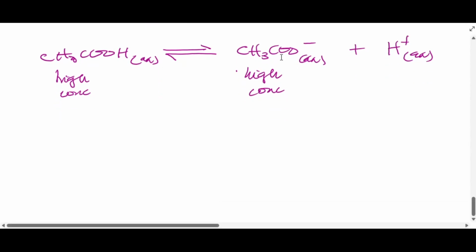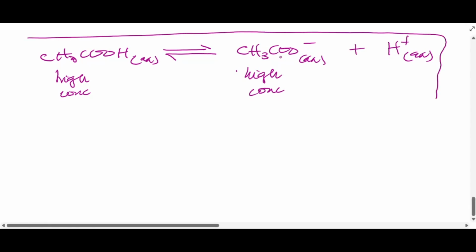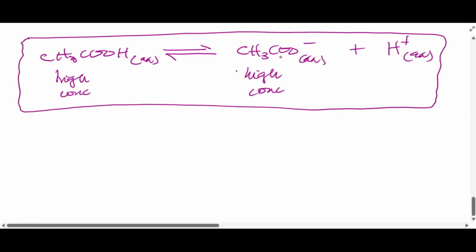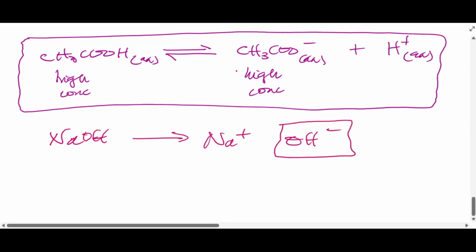Now, if we add an alkaline solution to this buffer solution, remember, an alkaline solution will introduce OH minus. For example, when we add sodium hydroxide solution, it will dissociate into sodium ion and hydroxide ion. So it means when we add sodium hydroxide, we are introducing an alkaline solution into this buffer solution.